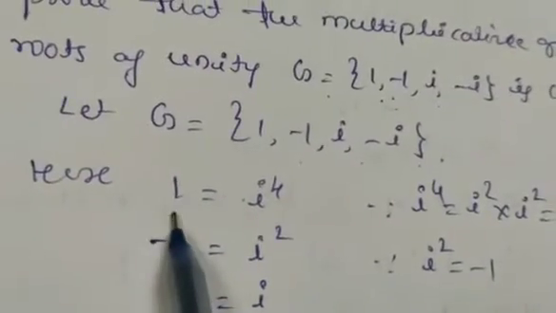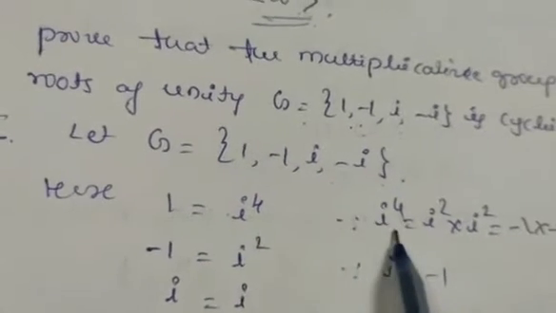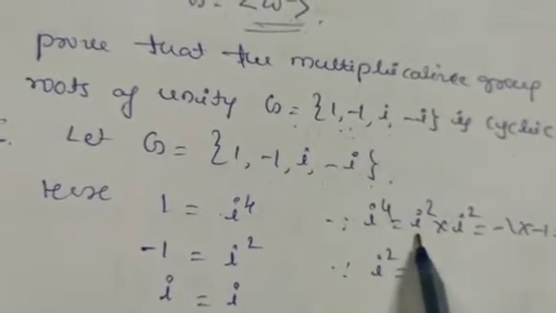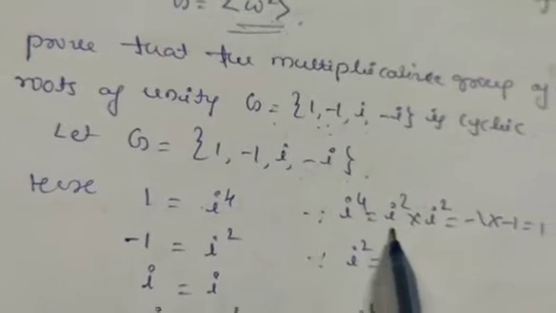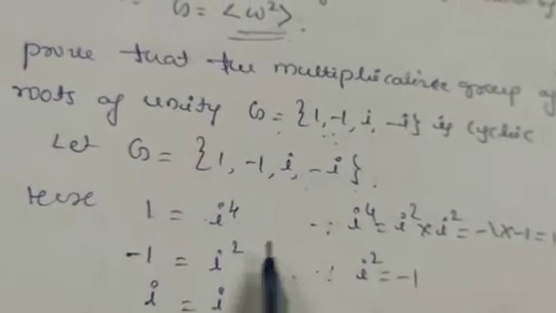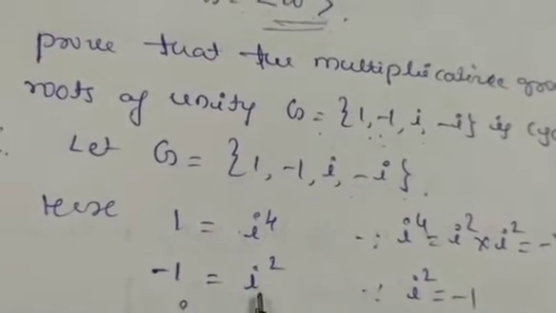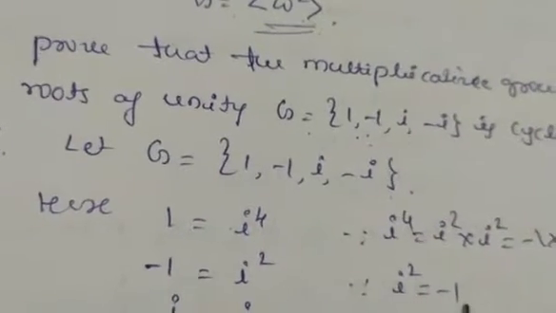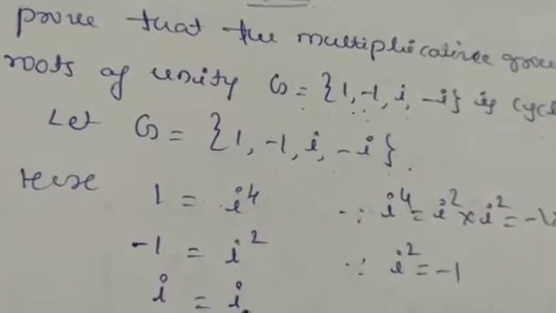So this 1 can be written as i raised to 4. We know i raised to 4 is nothing but i square whole square. i square is minus 1, and minus 1 into minus 1 is plus 1. And this minus 1 can be written as i square, because i square equals minus 1. And i is i only.